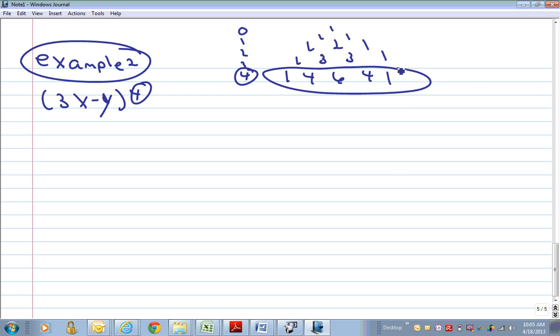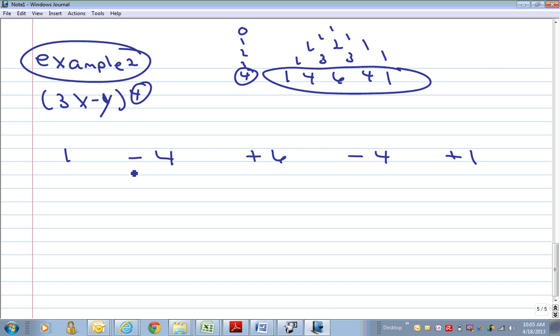So I'm using these again. So I'm going to write them down. 1, 4, 6, 4, 1. And I have subtraction this time. This is really, really important. If I have subtraction, I'm going to start with a negative, then a positive, then a negative, then a positive. Start with a negative and alternate your signs. That's very important. That's also a pattern.